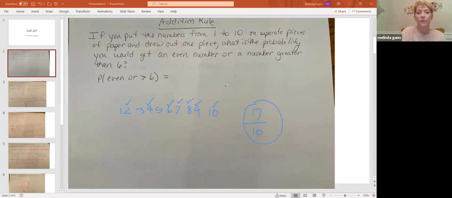Now, some people want to do this. They want to do the even ones. I'm just going to put E for even. And then they want to separately do the numbers that are bigger than 6. And then they want to add them. And that's a good idea, but look at why that's not exactly going to work. Okay, if you do the even numbers, you're going to count 2, 4, 6, 8, and 10. So that'd be 5 different numbers out of your 10.